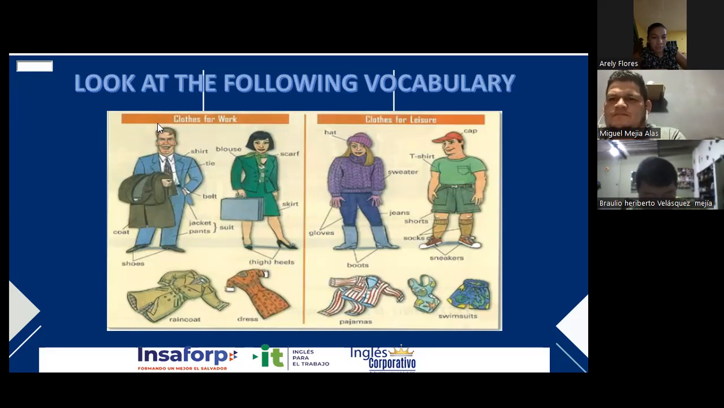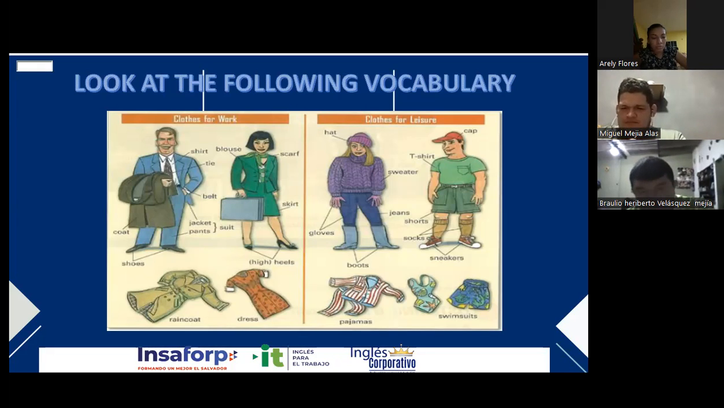Y vemos ahí la ropa de la persona, the boy. Tenemos esta shirt, que es una camisa. Vemos que es una camisa formal. En inglés se llama shirt. Luego tenemos the tie, que es la corbata, y se pronuncia tie. Y luego tenemos belt, que en este caso belt es cincho, right? That's the belt. Luego tenemos el coat, que en ese caso es como un saco. That's the coat.